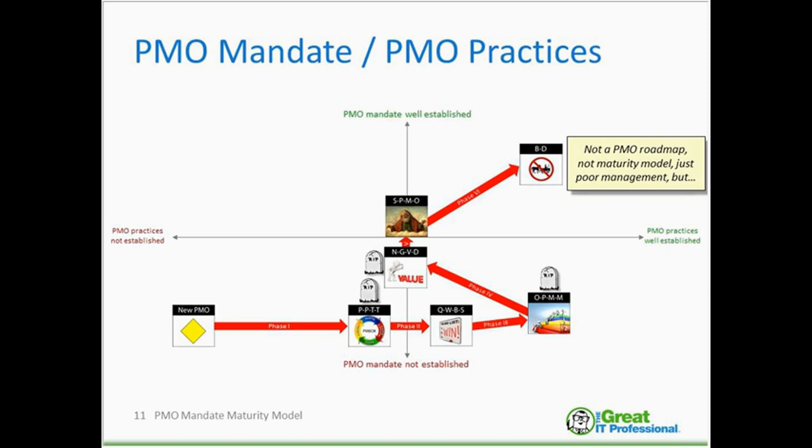What's QWBS? Quick wins, buy-in, and support. Since the leadership team and everybody's unhappy with the PMO, let's establish some quick wins and get back some of that support that we lost. So we'll focus on quick wins, buy-in, and support. And as you notice, we keep progressing to the right in terms of establishing PMO practices, but we're really not progressing up in terms of determining what's the purpose of the PMO, what's the value of achieving that purpose, what are the specific measurements that will serve as fulfillment of that mandate.